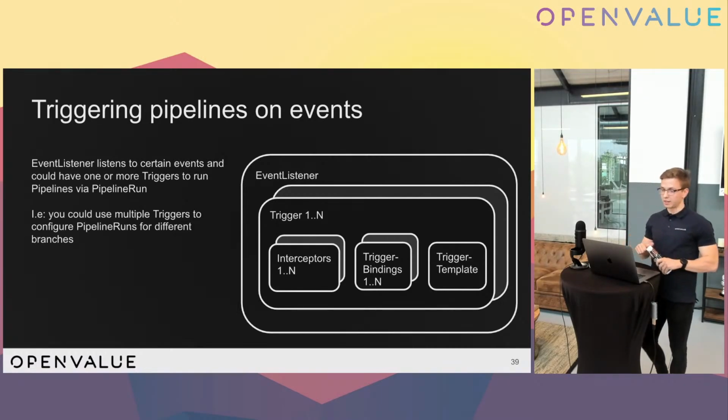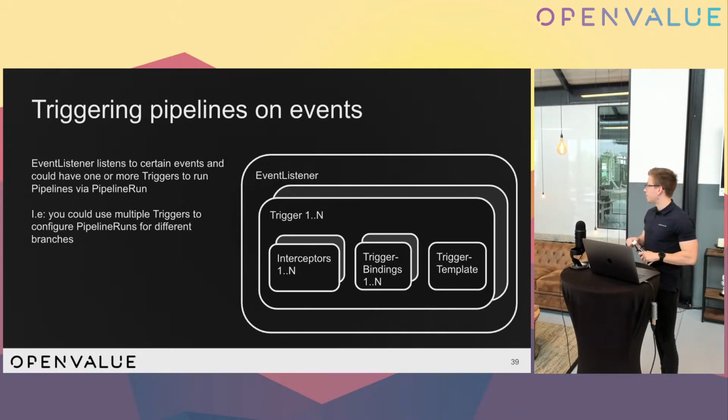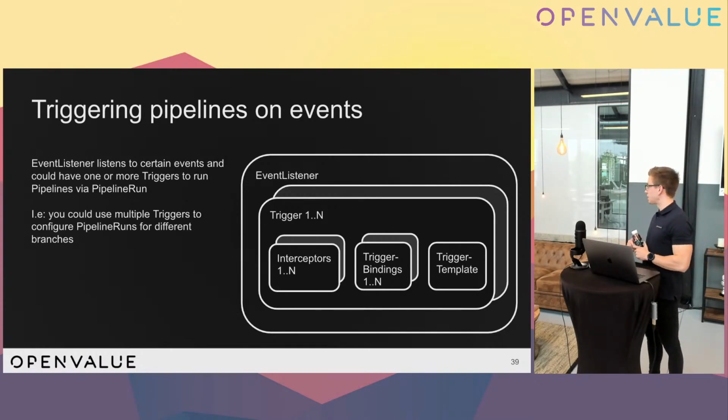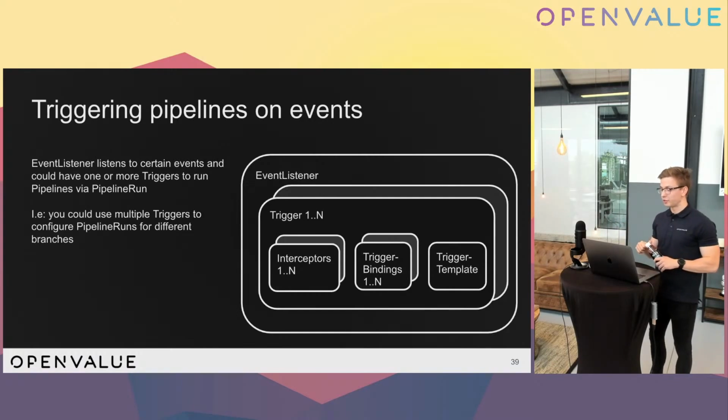So Tekton created something like an event listener. An event listener listens to events and allows you to trigger based on certain criteria. So a trigger could have an interceptor where it checks, are you committing to the main branch, then trigger the pipeline, or use these parameters for the pipeline that you want to trigger.